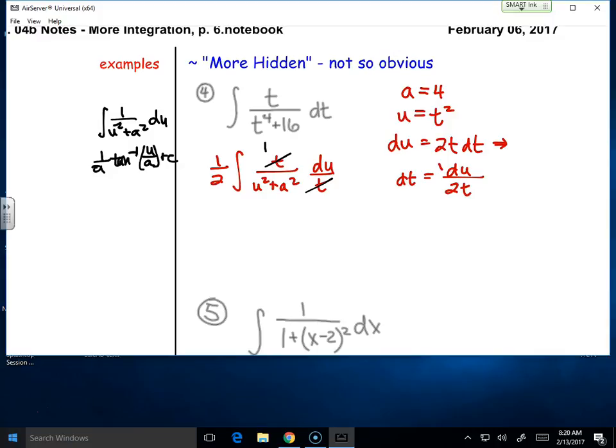Now can I jump to my integral rule? Yes. So 1/2 times, it's time for the rule. 1 over a, 1 over 4. Arctangent of who? Or tangent inverse of who or what? u over a. Let's see. Now some of you are getting a little bit stuck on this step. How would we write the final answer?